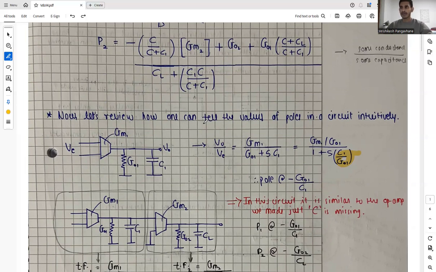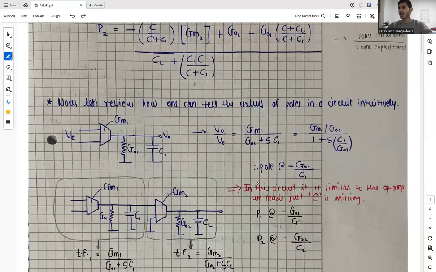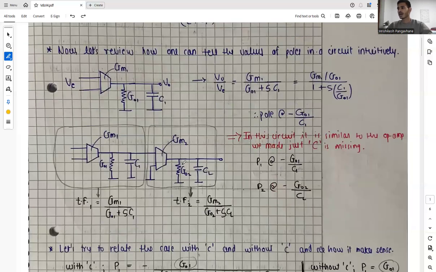So let's take our opamp, and we know this is a transfer function, and by rearranging it, we can say that we have our pole over here. So our pole lies at minus G1 by C1. So when we cascade it with another amplifier for the sake of generating a current control voltage source, as we decided earlier.